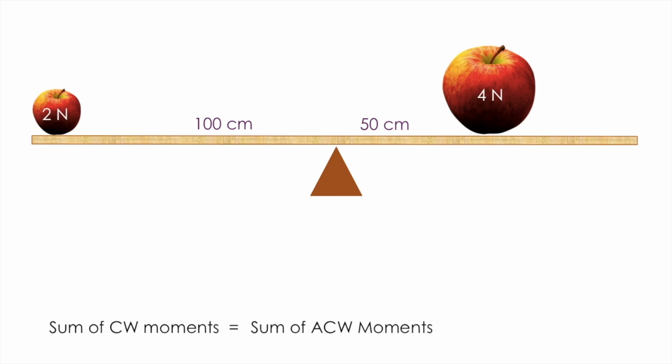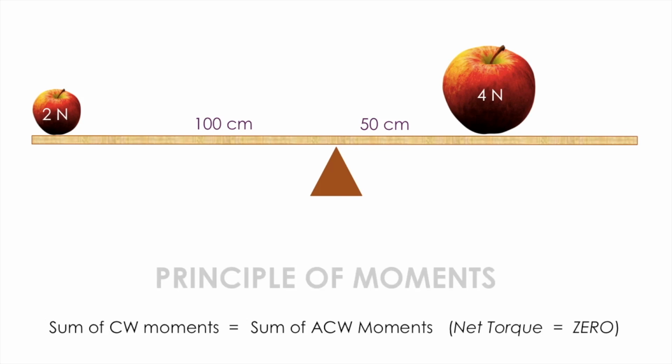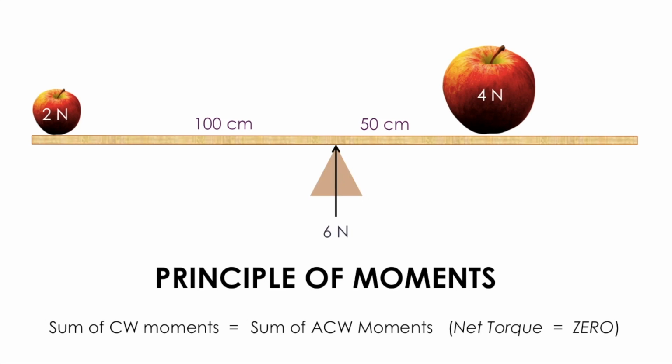Here, the sum of clockwise moments is equal to the sum of anti-clockwise moments. In other words, the net torque is 0. This is called the principle of moments. Now here, the downward force on the plank is equal to the weight of both the apples, which is equal to 6 Newton, and the upward force acting on the plank is the force exerted by the fulcrum, which is equal to 6 Newton.